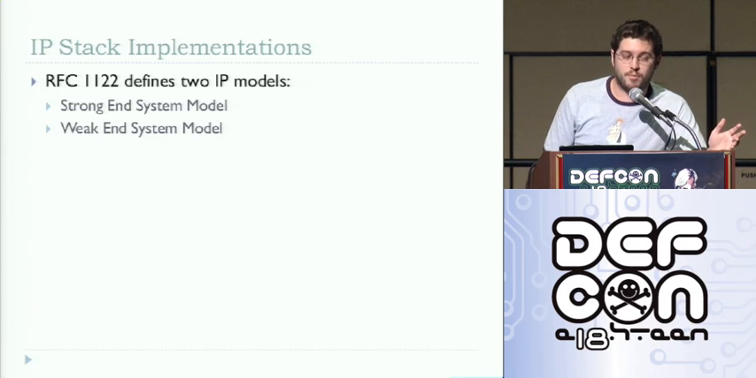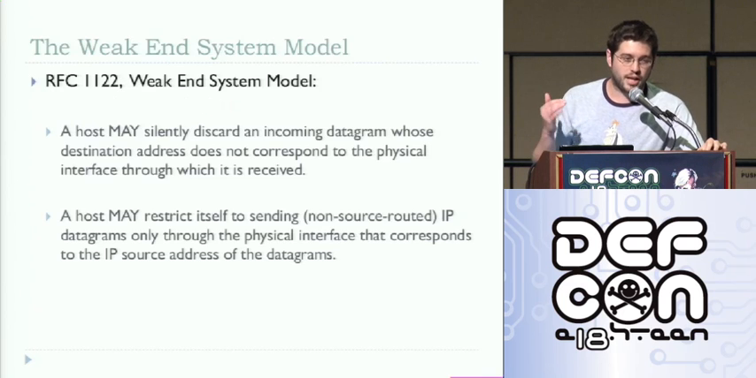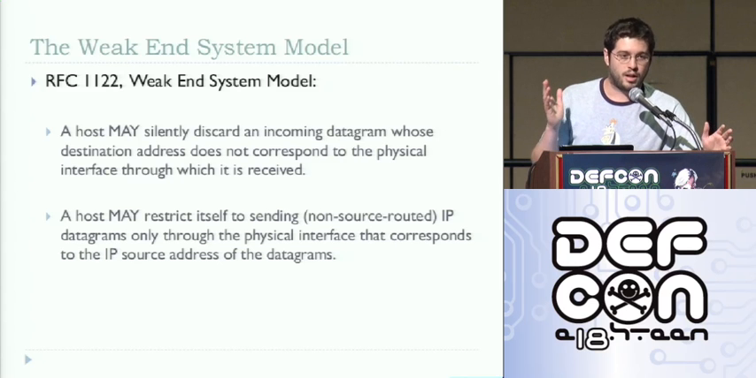Well, actually, the weak model is the more prevalent of the two. It's used by Linux, BSD, and even pre-Vista Windows. So if you take a look at how the weak model works, it says, okay, if I am any host, doesn't matter if you're a router or anything, if you're a host and you have a packet come into you, you look at the destination IP, and if that destination IP matches any of your IP addresses on any of your interfaces, accept it and process it.